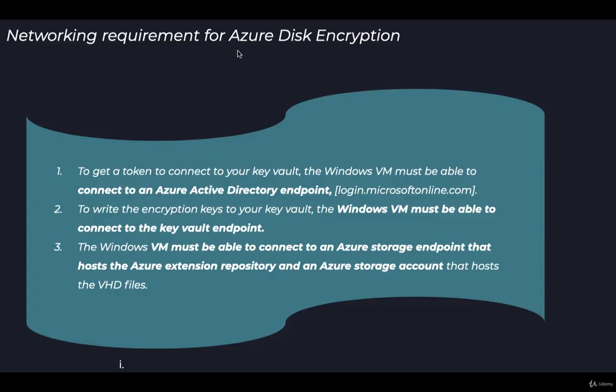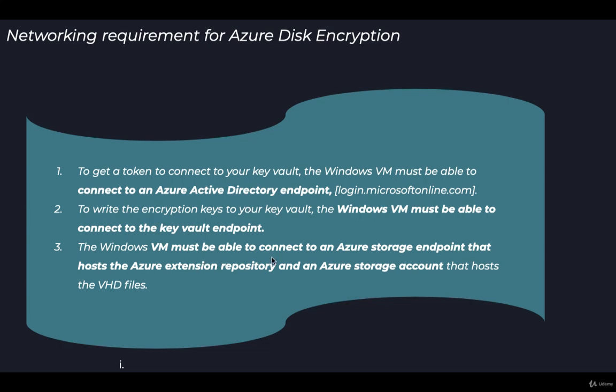So what are the networking requirements? The first is to get a token to connect to the Azure Key Vault. The Windows virtual machine should be able to connect to the Azure Active Directory endpoint. Then, to write the encryption keys to the key vault, the virtual machine must be able to connect to the key vault endpoint. You'll see in a demo what these requirements are and how you can simply enable a checkbox and use these features.